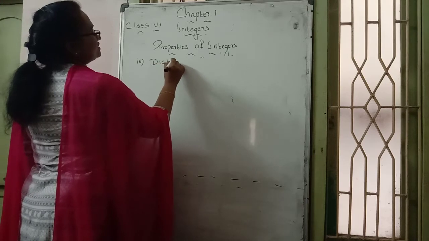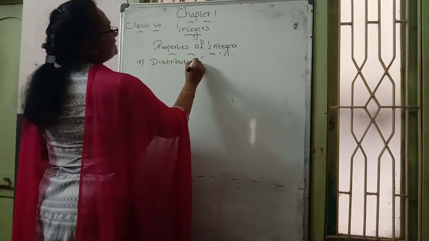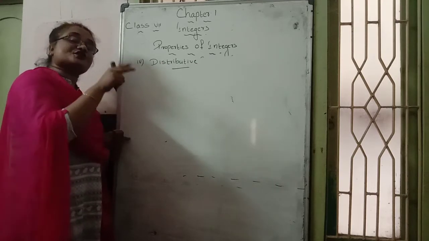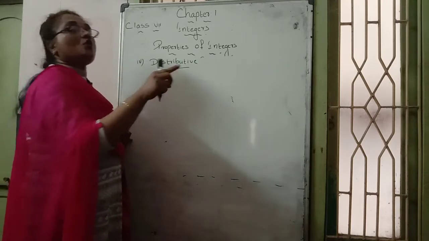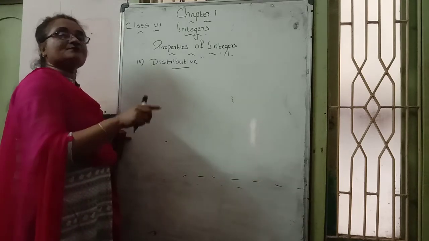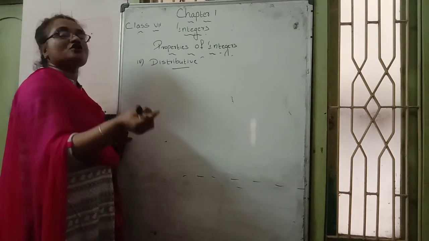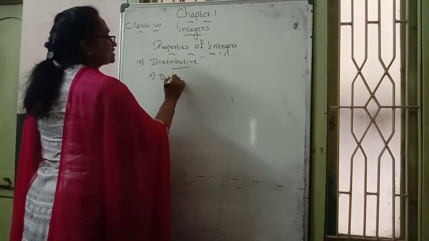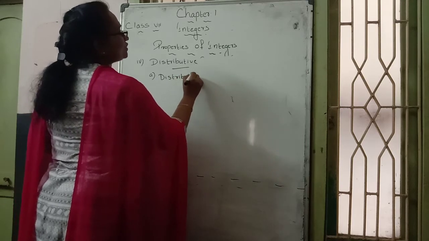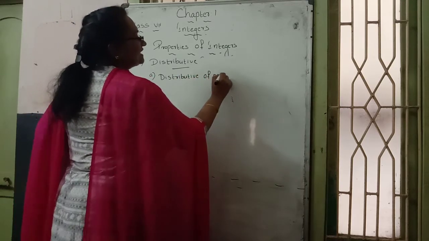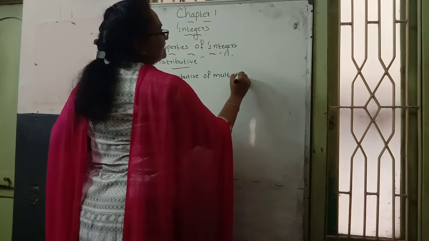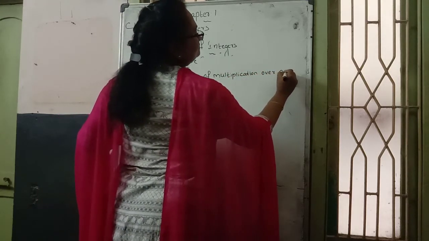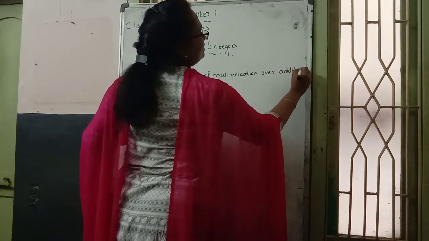Distributive property. In the distributive property, two types are there. One is distributive of multiplication over addition. The second type is distributive of multiplication over subtraction. So the first part is distributive of multiplication over addition. What does it mean?